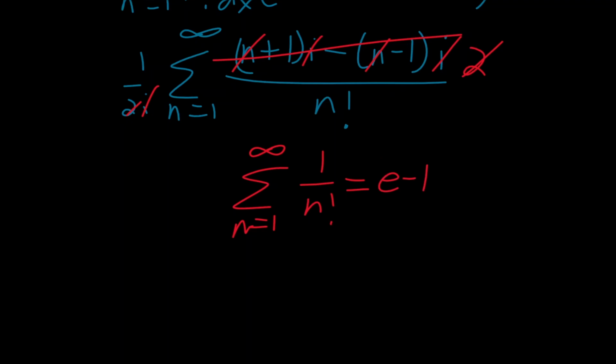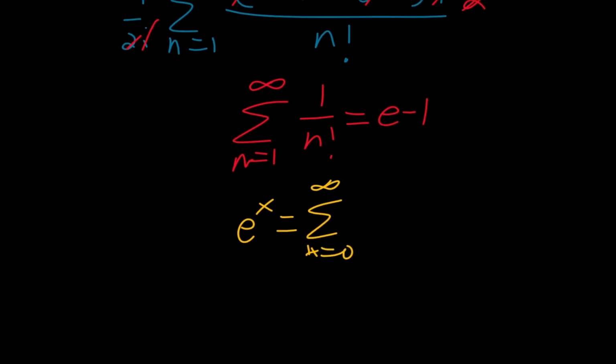Because the actual series for e, so I'll write this out, e to the x is equal to the sum from k equals 0 to infinity of x to the k over k factorial. So if we just cut off the first term, which is just going to be 1, we can re-index it to get this sum from k equals 1 to infinity, and then you just plug in x equals 1 and you get e minus 1. That's basically how you do that.